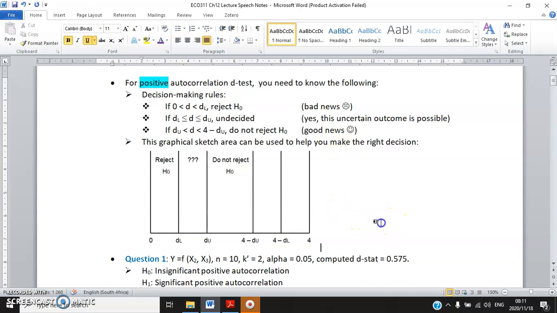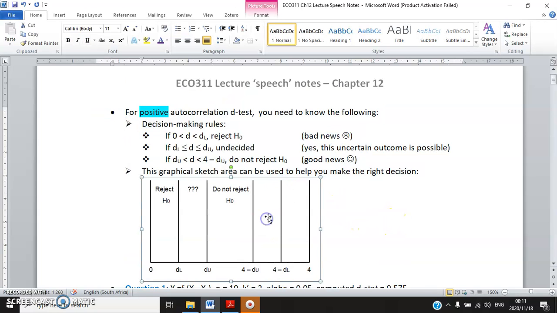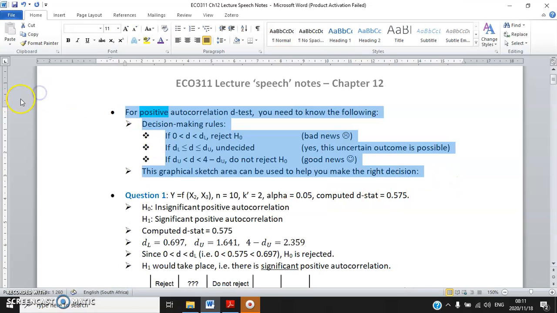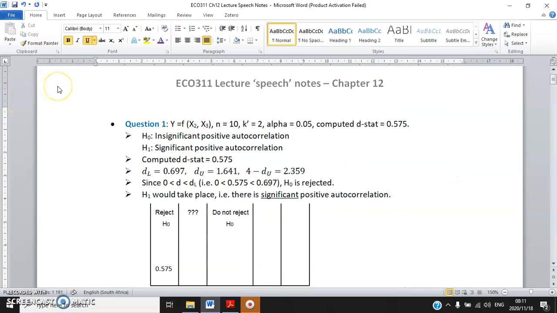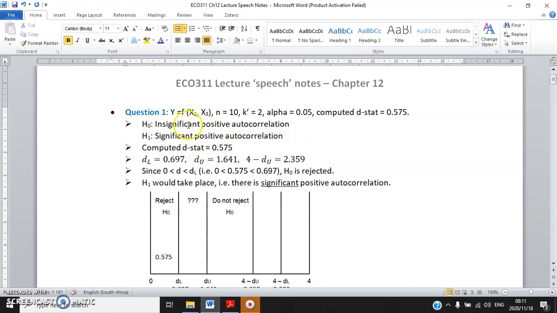Okay. So in order to fully understand this positive autocorrelation d-test, let's do 3 questions. Let's look at the first one. Multivariate regression, sample size is 10. K prime, remember, stands for the number of parameters excluding the constant, so it is 2 in this question. Alpha is 5%, and as I mentioned, the computed d-stat is given to you: 0.575. Null hypothesis, alternative hypothesis, you should be fine.